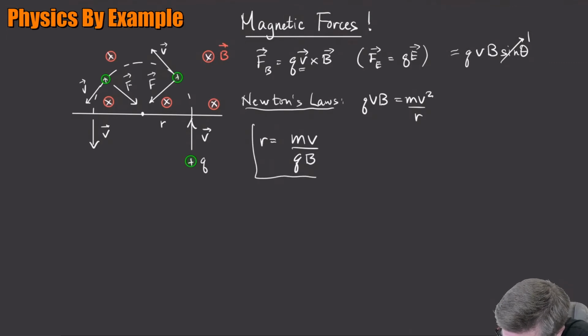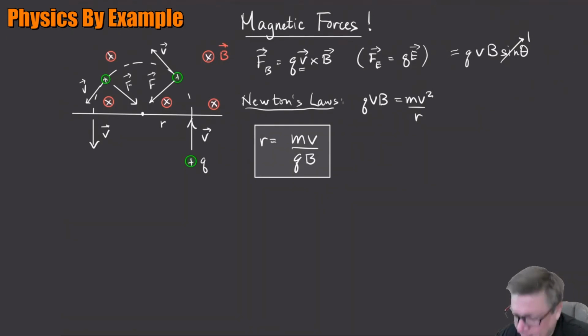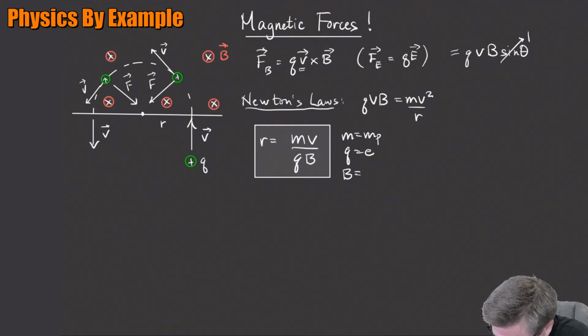So here's how you would figure out how big of a circle the thing travels in. Let's look at an example. Suppose this thing were, let's just say, a proton. So m is the mass of a proton, and Q is just e, the fundamental charge of the proton. Let's say that the magnetic field, just to make the numbers easy, is 1 Tesla.